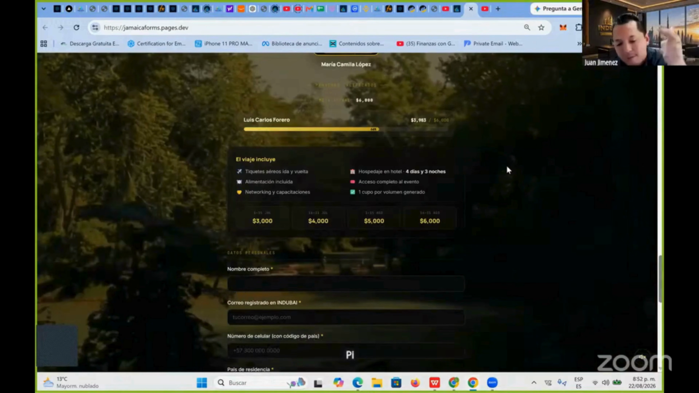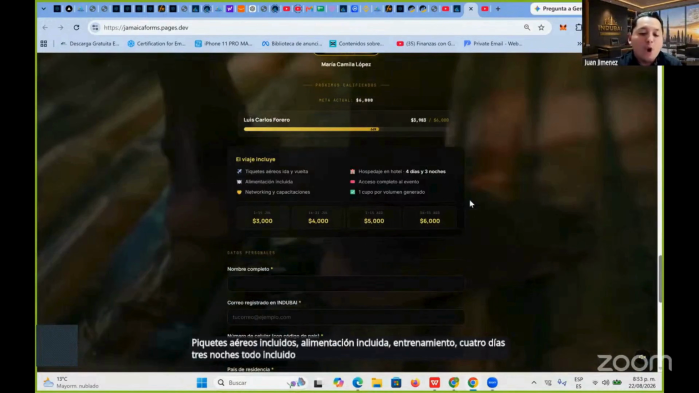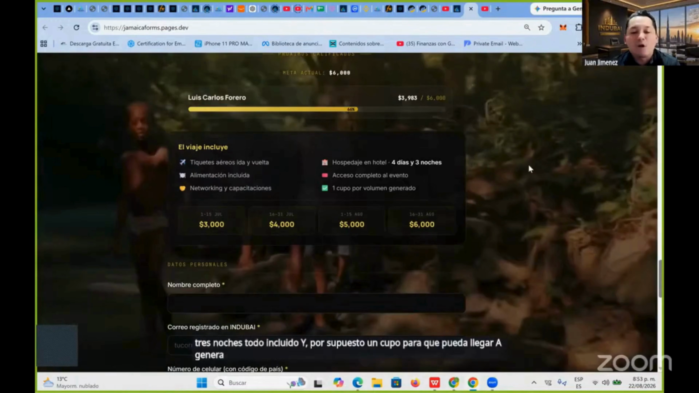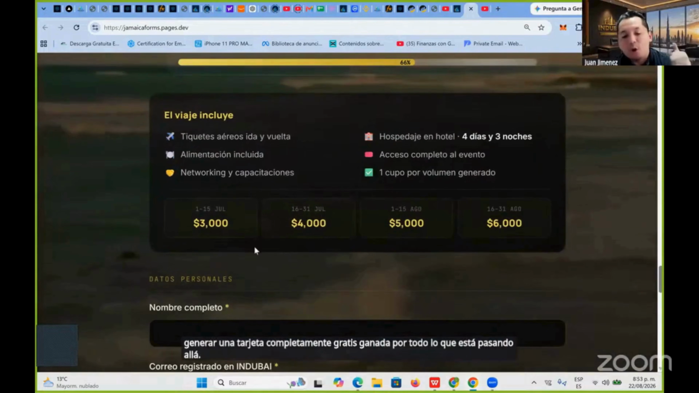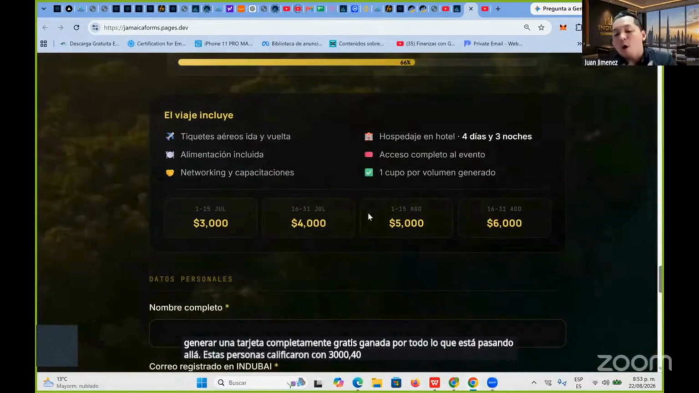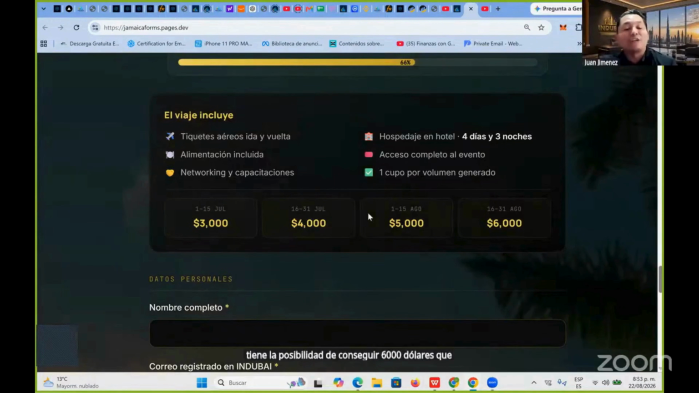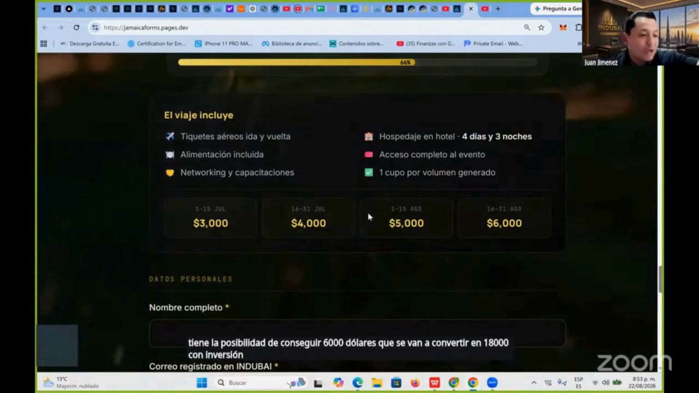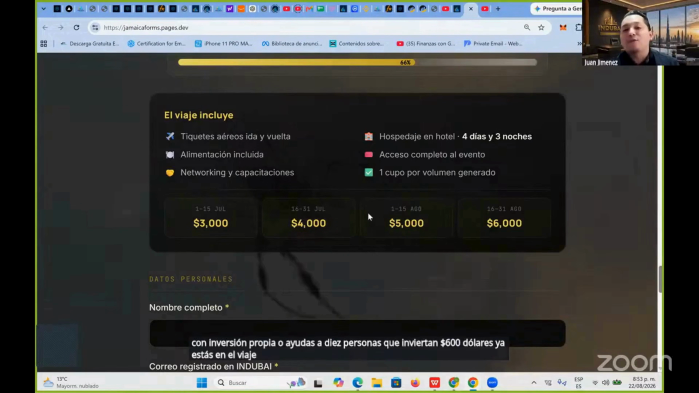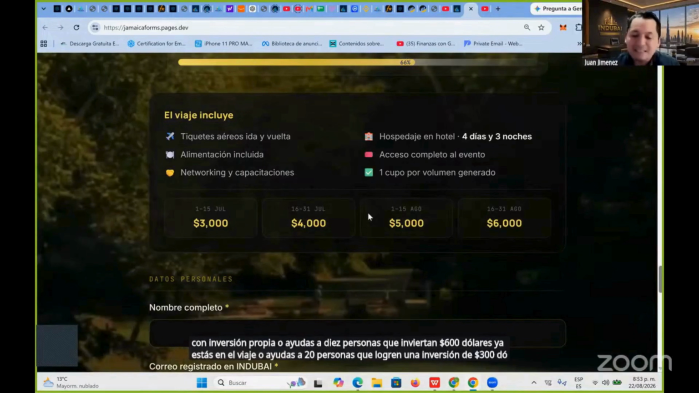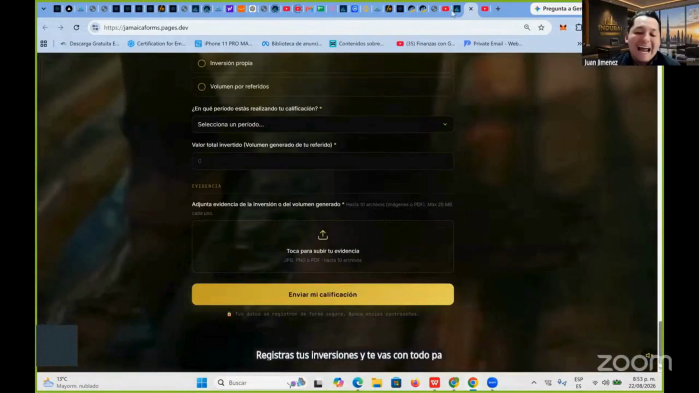Airfare included, meals included, training, 4 days, 3 nights, all inclusive. And of course, a spot so you can manage to get a card completely free, earned by everything that is happening there. These people qualified with 3,000, with 4,000, with 5,000, and today they have the possibility with 6,000. $6,000 that will turn into 18,000 with your own investment. Or you help 10 people invest $600 and you're already on the trip. Or you help 20 people achieve an investment of $300 and you're already on the trip. You register your investments and you go to Jamaica with everything paid for.